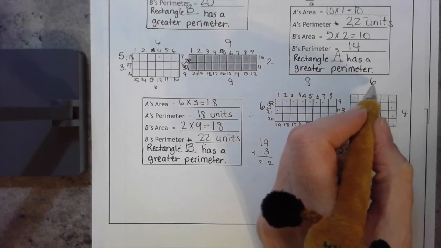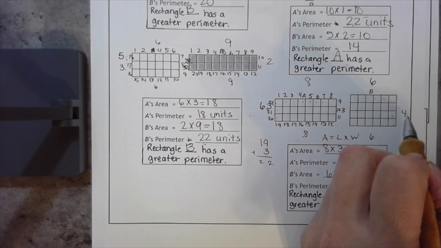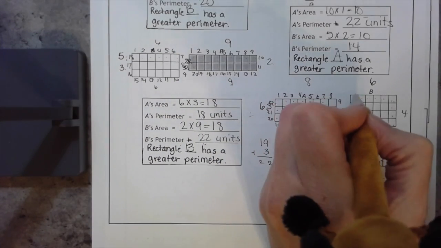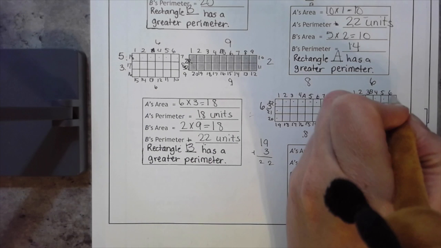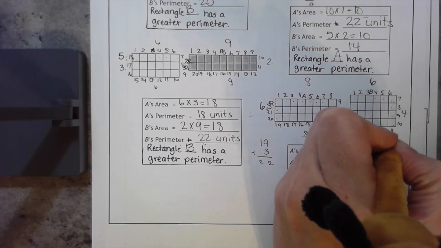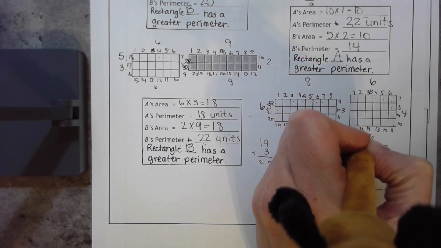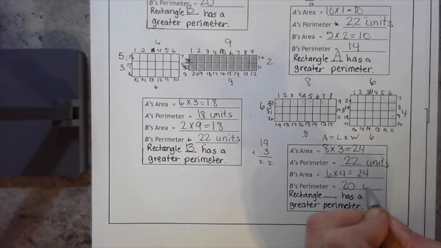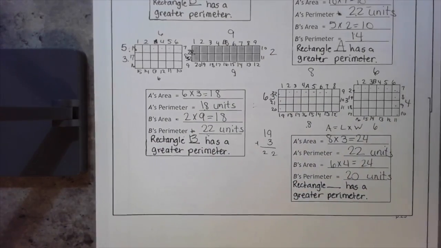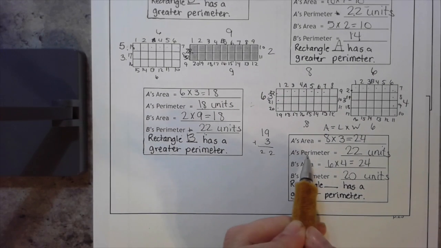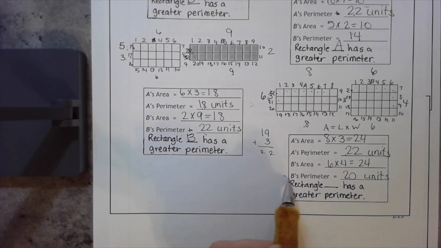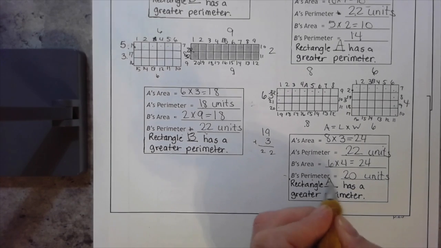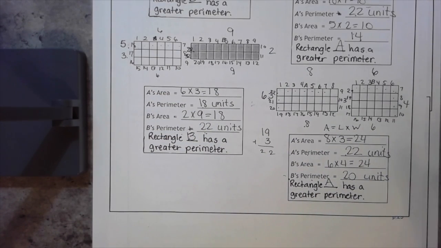Okay. 6 plus 6 is 12. 12 plus 4 is 16. 16 plus 4 is 20. Let's count my way. 1, 2, 3, 4, 5, 7, 8, 9, 10, 11, 13, 14, 15, 16, 17, 18, 19, 20. Okay, so I did get the same answer. So now I'm going to compare area A's perimeter, which is 22 units, B's perimeter, which is 20 units. Okay, so rectangle A has a greater perimeter.